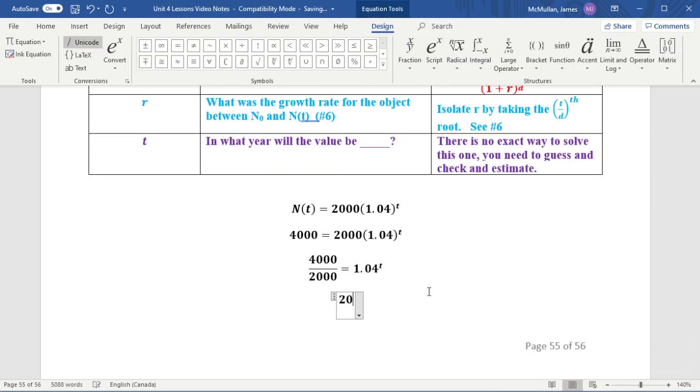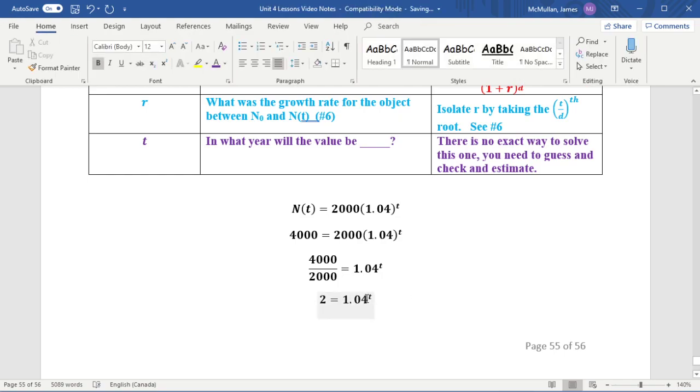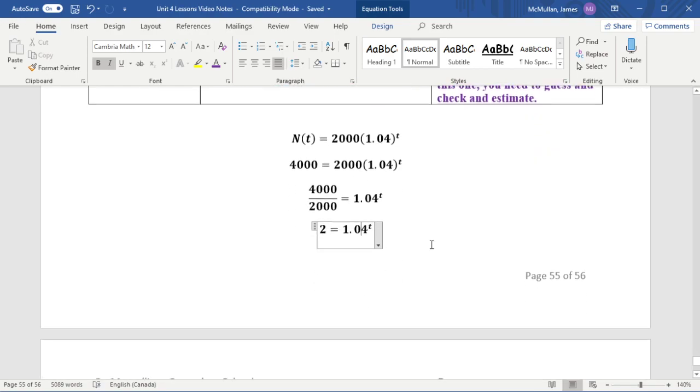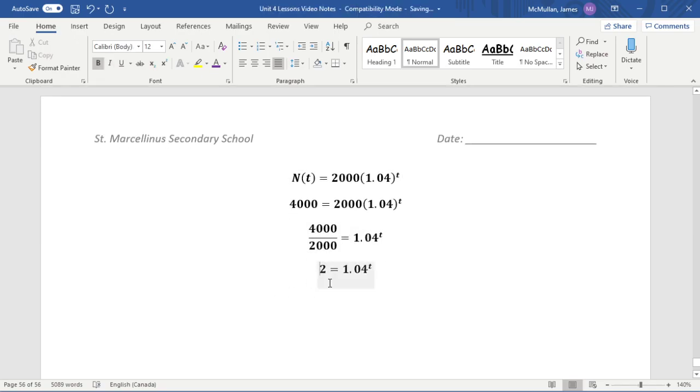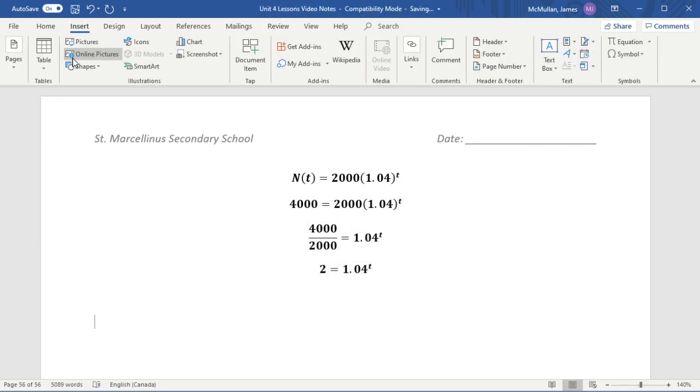Now, this equation is a problem because we do not know a way of solving when an exponent is missing. We don't have a way of doing that yet. As I say, I'm going to show you how to do it, but I'm not expecting you to know how to do it. At this point, what I would be expecting you to do is guess and check. So let's show what would be a sensible way to guess and check here. Of course, organize yourself. So we're going to make a table.